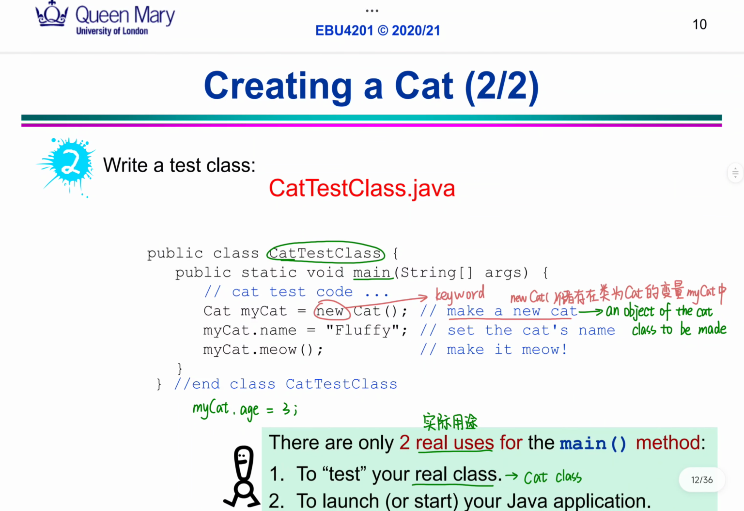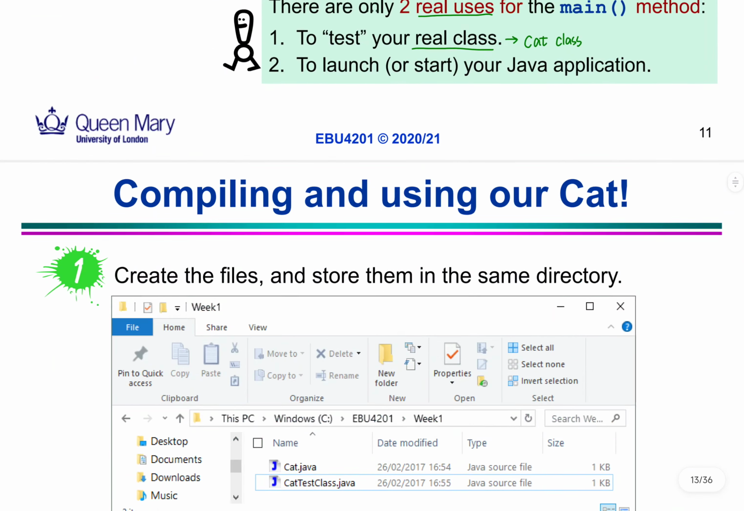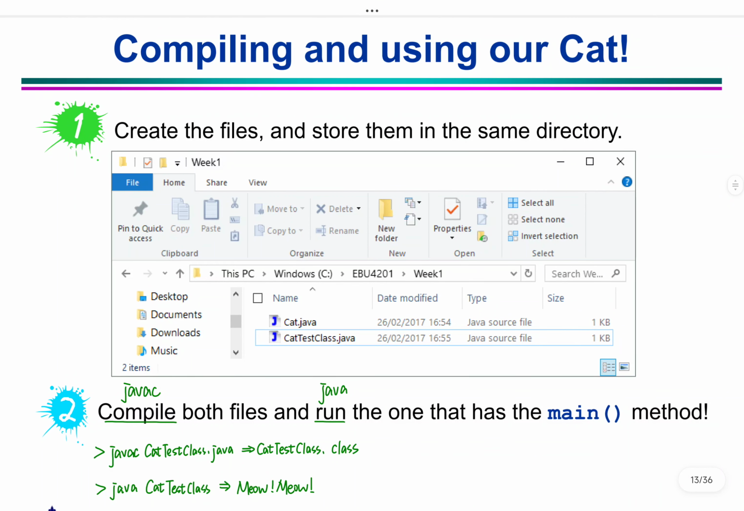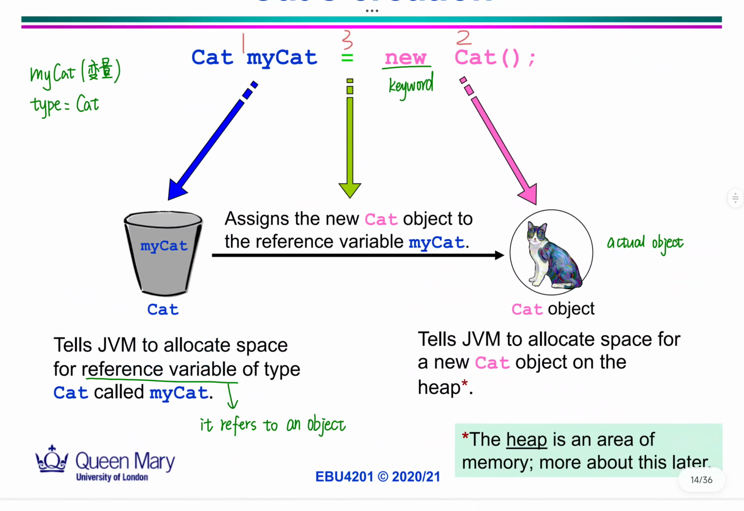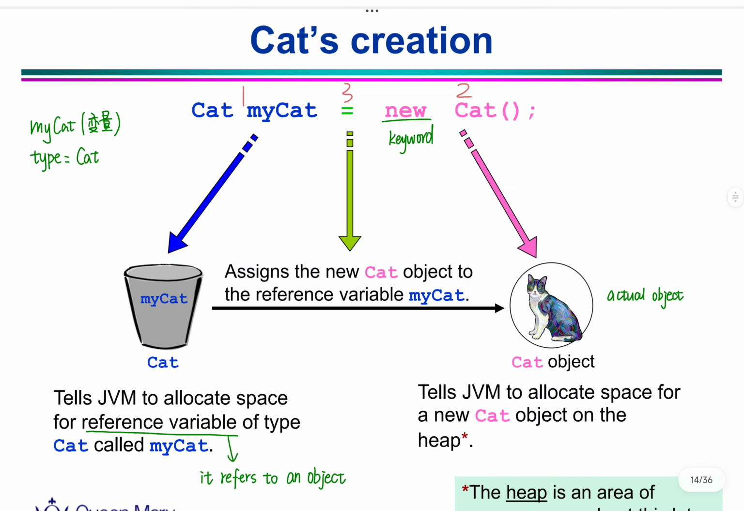That class, we know that we can do something. There are only two real uses, for the main and test, and launch is the beginning point for one program. Compiling uses our code to compile and run. Cat creation. My cat equals new Cat.